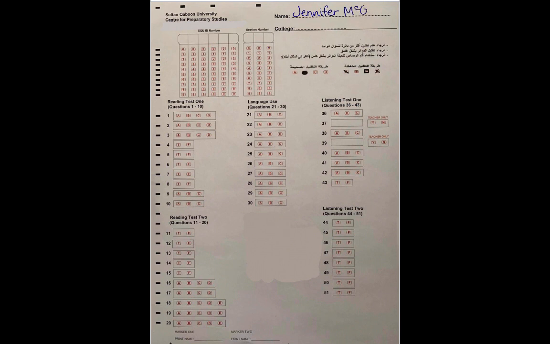Here's my name. And you need to put your college. I'm going to put engineering as an example. Then you need to put your SQU ID number. And your section number, 190.